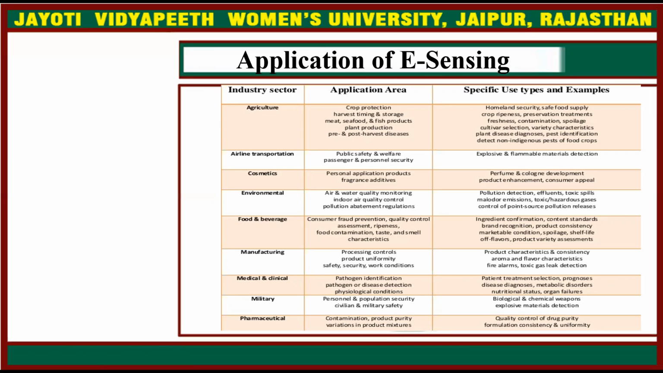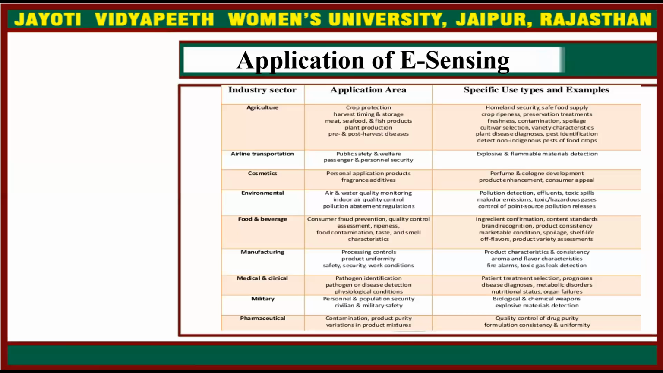In food and beverage industries, the sensors are used for consumer fraud prevention, quality control assessment, ripeness, food contamination, and taste and smell characteristics. Specific use types and examples are ingredient confirmation, content standards, brand recognition, product consistency, marketable condition, spoilage, shelf life of flavors, and product variety assessments. And in the manufacturing industry: processing controls, product uniformity, safety, security, work conditions, then product characteristics and consistency, aroma and flavor characteristics, fire alarms, toxic gas leak detection.